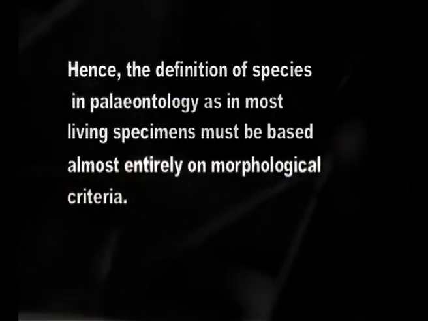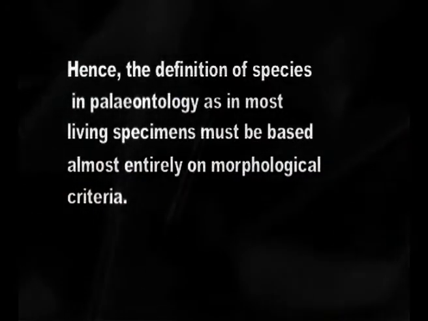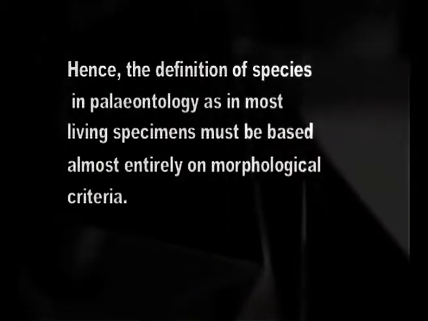In full taxonomic nomenclature, the author's name and the date of publication are given after the species. For example, Felis catus, which in brackets will be written as Linnaeus 1778. In paleontology, it can never be known for sure whether a population with a particular morphology was reproductively isolated or not. Hence, the definition of a species in paleontology, as in most living specimens, must be based almost entirely on morphological criteria. Moreover, only the hard parts of the fossil animal are preserved and much useful data has vanished.